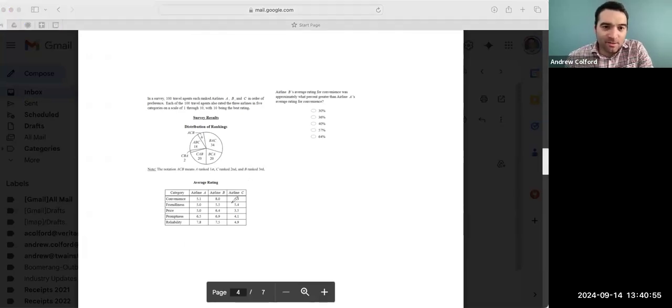So, Shanae, if we look at airline B for convenience, we get 8. And if we look at airline A for convenience, we get 5.1. So this is a percent change question. So we basically do the increase from this to this divided by the original.